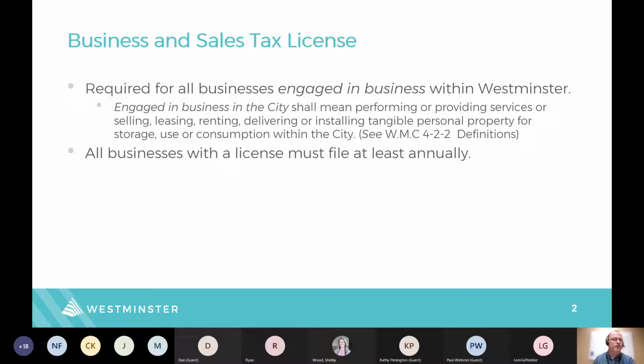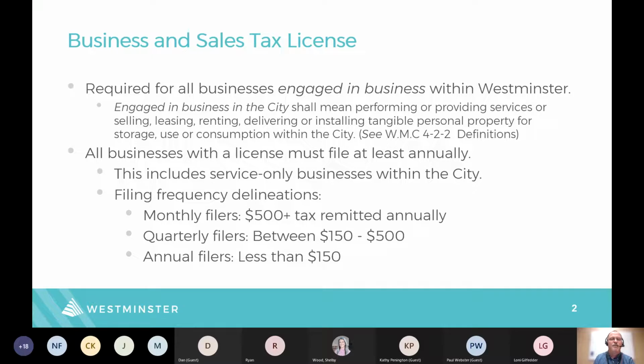So it's easy, but that's the way you can remit use tax even though you may not collect sales tax. We have three different filing frequencies in the city. When you apply for your license, you get to choose your filing frequency based on the delineations we have. So if you think you might remit more than $500 of sales tax to the city each year, you should be a monthly filer. If it's between 150 and 500, you should choose quarterly filing. And if it's less than 150 or zero, then you would be an annual filer. So you just choose what you think is best.